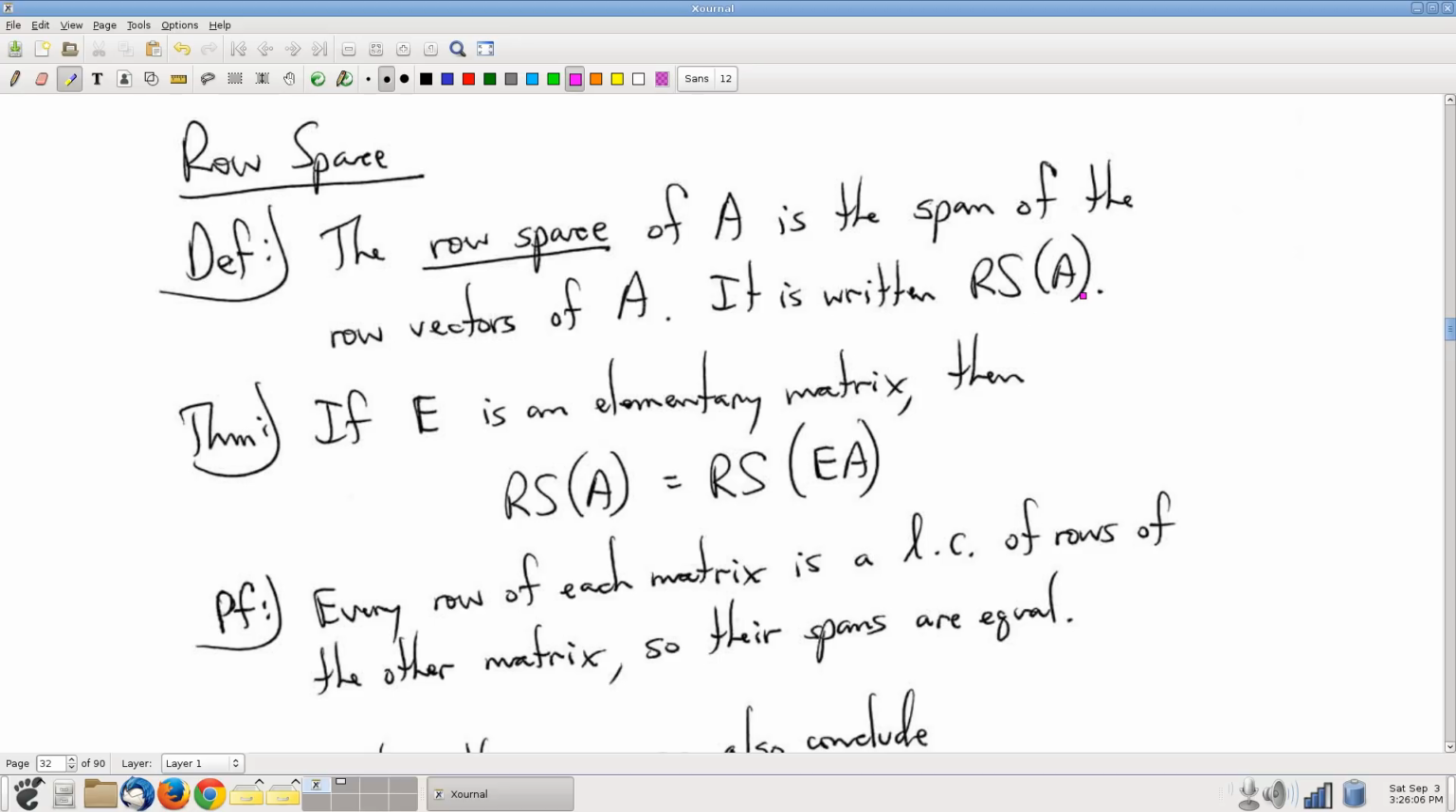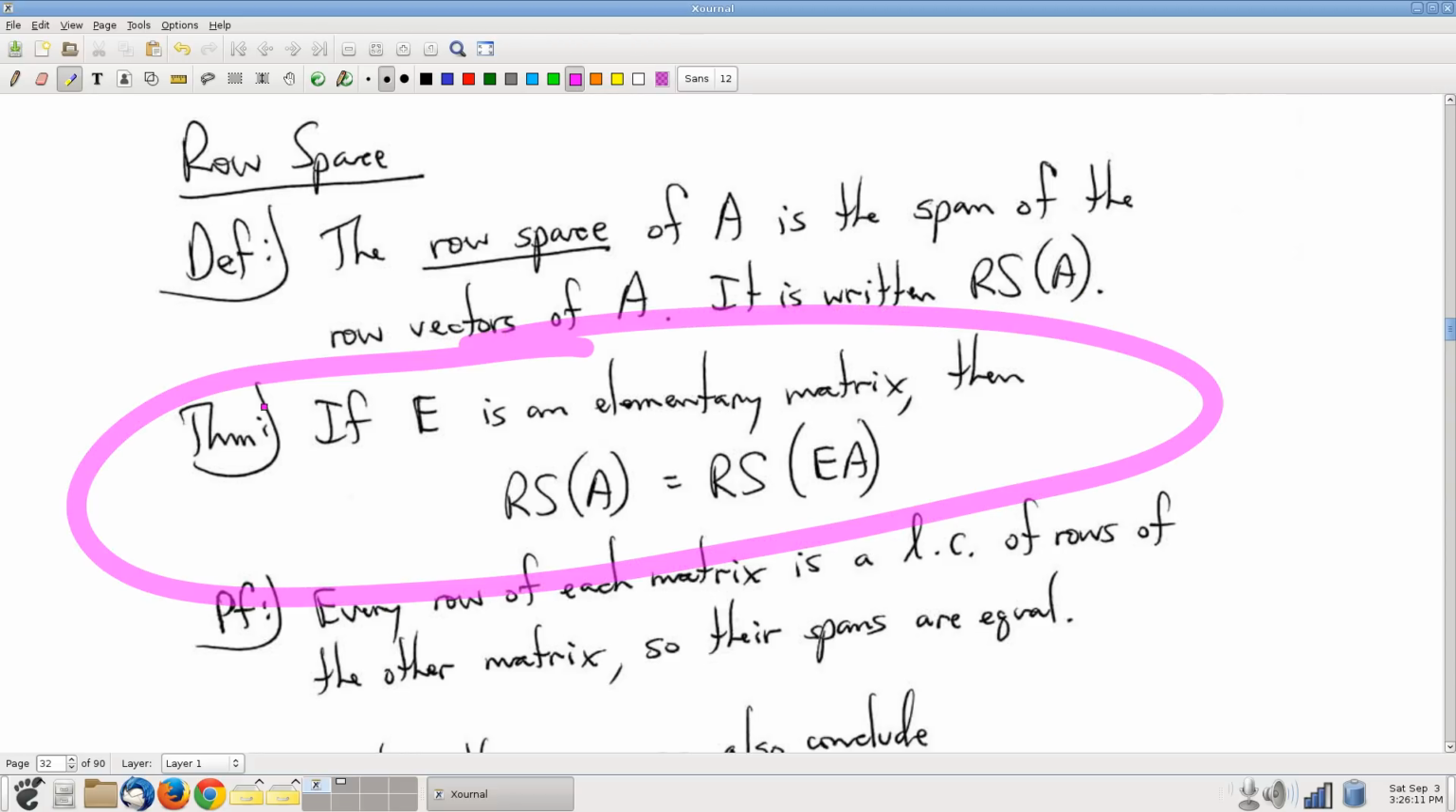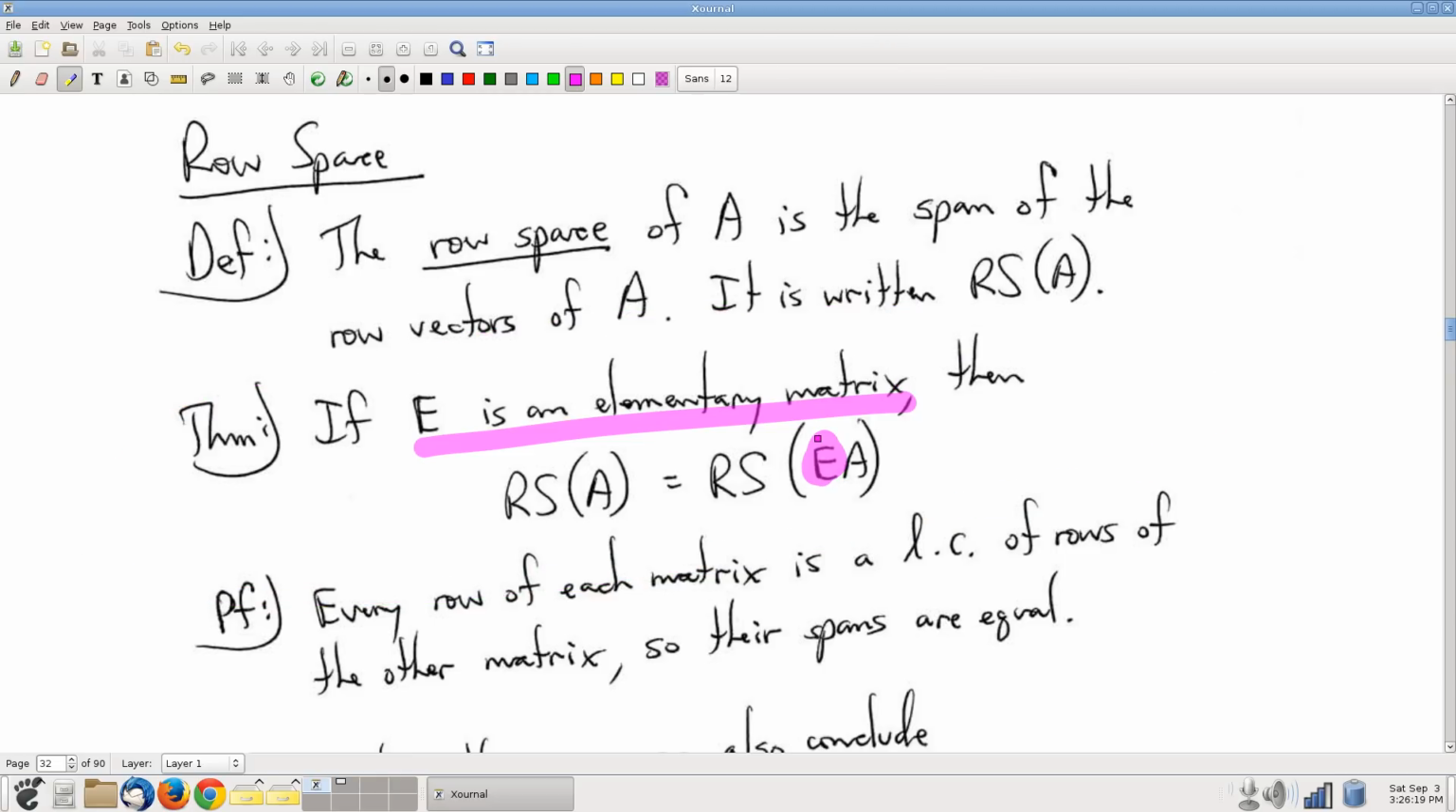Okay, so very surprising theorem that we're going to note first, and that is that if you have any elementary matrix and you use that elementary matrix to multiply by matrix A, it doesn't affect the row space. So the row space after you multiply by the elementary matrix is exactly the same as the row space before you multiplied by the elementary matrix. So in other words, doing a row operation does not change the row space. Very surprising that this would be the case.